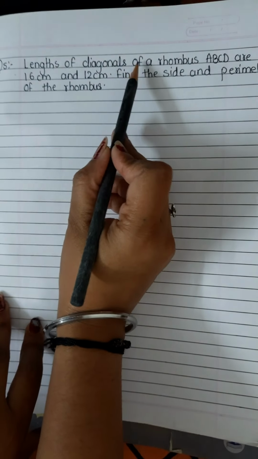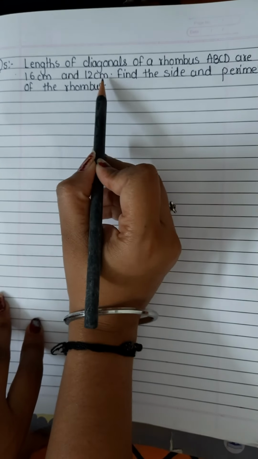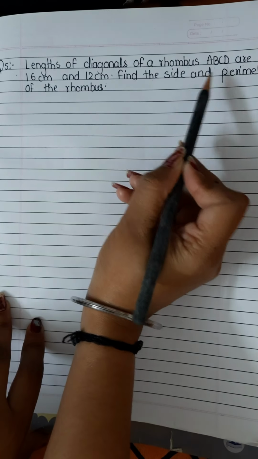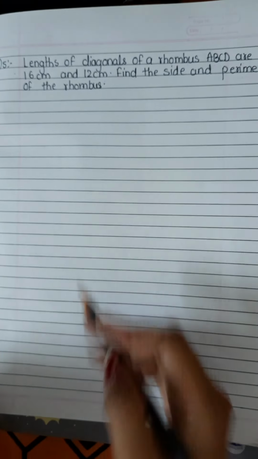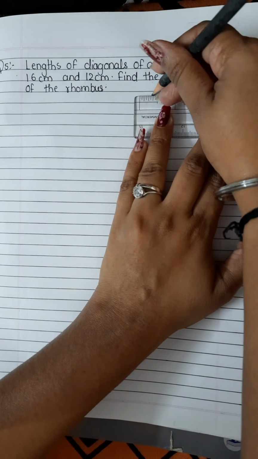The lengths of the diagonals of a rhombus ABCD are 16 cm and 12 cm. Find the side and the perimeter of the rhombus. So let's first draw a rough diagram.